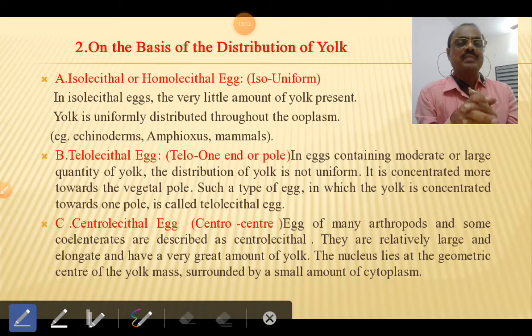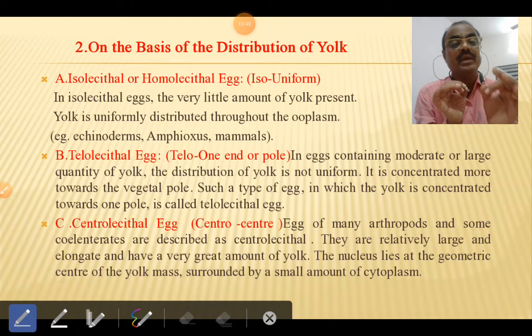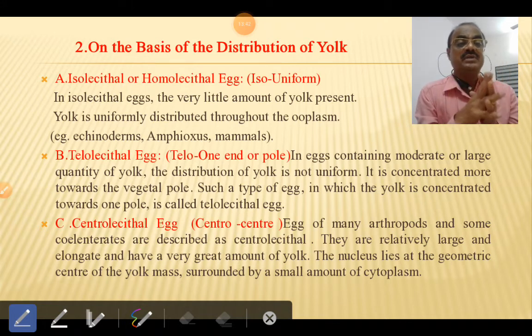The second type of eggs, in the second category, are the telolecithal eggs. Telo means one end or pole. Already I have told you eggs have two poles: one is the animal pole and the second is the vegetal pole. Towards the vegetal pole, the yolk percentage is always more. That's why telolecithal. Telo means one end. It may be the animal pole or it may be the vegetal pole.